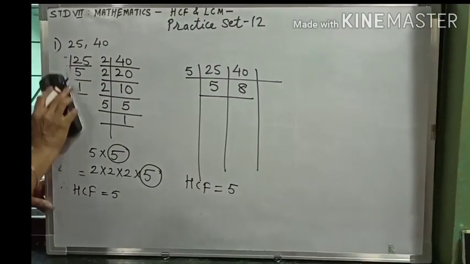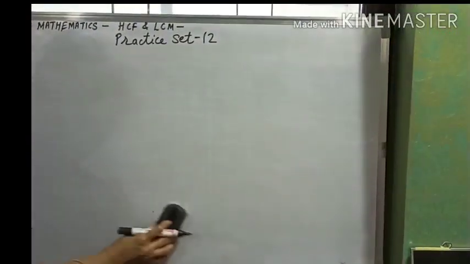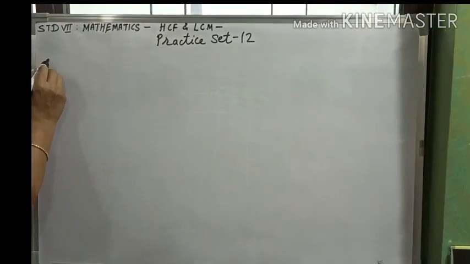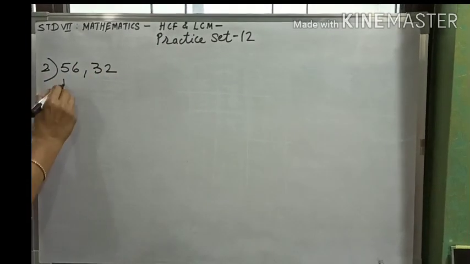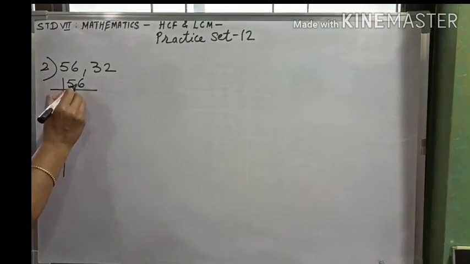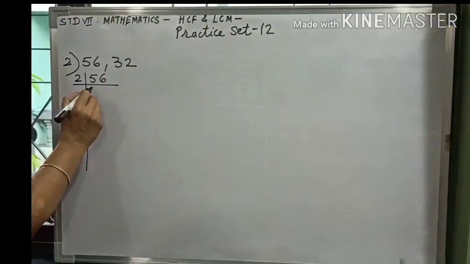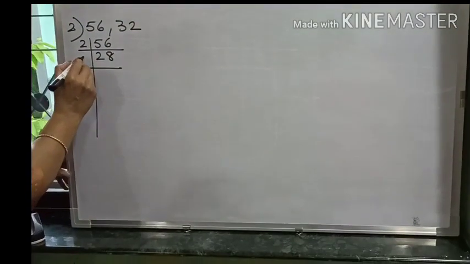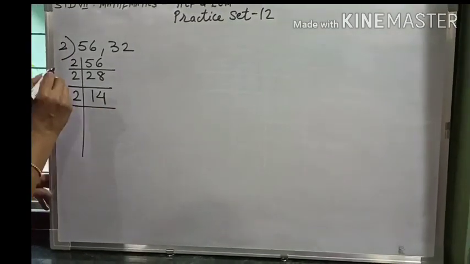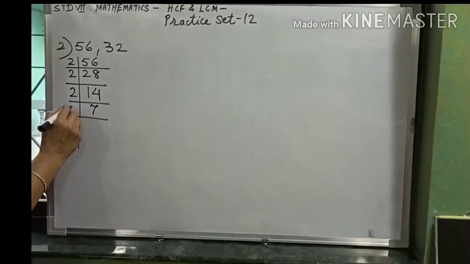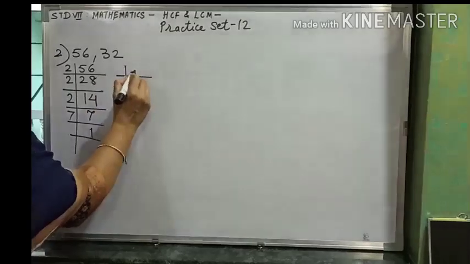Now let us go to the next sum. 56 and 32. So in vertical method, find out the factors of 56. So 56 is divisible by 2. So here we get 28. 28 is divisible by 2. So 14. 14 is divisible by 2. So here we get 7. 7 ones are 7. Now find out the factors of 32.